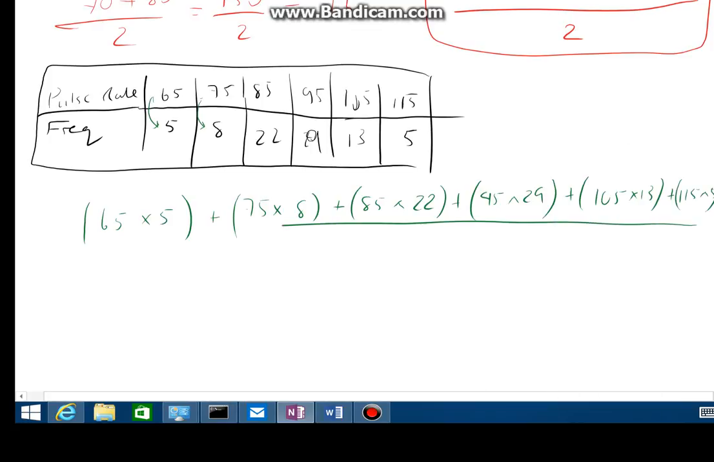That's it. And we divide it by the frequencies added together, because we know there was 5 people in the first one, 5 people here, 8 people here, 22 people here, 29. So you have to add all them people. So we're going to have 5 plus 8 plus 22 plus 29 plus 13 plus 5. And when you insert all this information into your calculator, which I'm not going to do at the minute, you should get your answer.